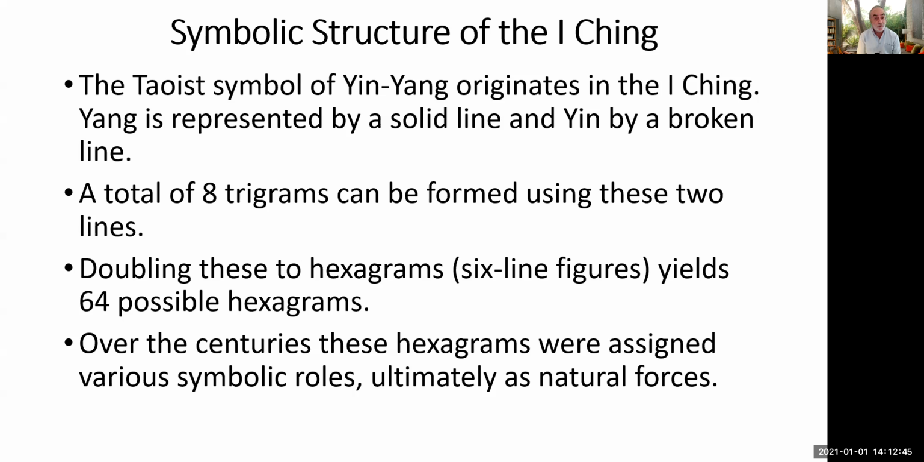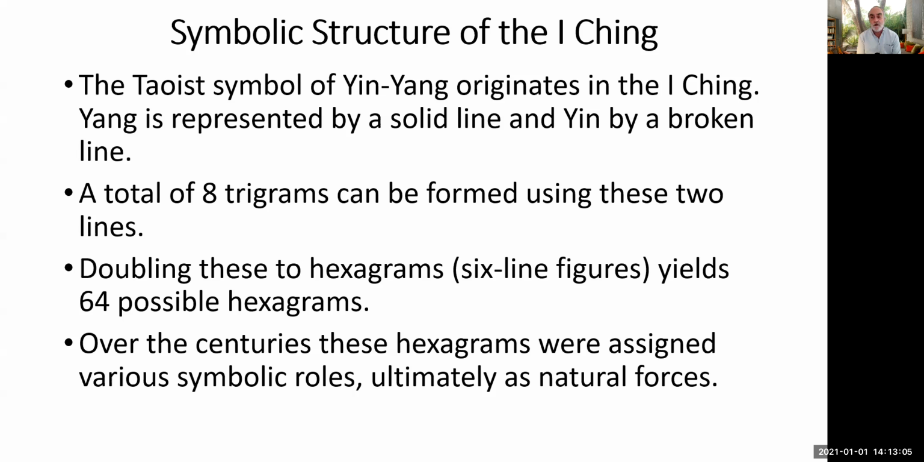Yin Yang, which we mostly associate with Taoism, that Yin Yang symbol, which we'll talk about a lot more, is associated with Taoism, with the Tao Te Ching, but it really does come out of the I Ching. That's where Taoism gets it from. Yang is represented by a solid line and Yin by a broken line.